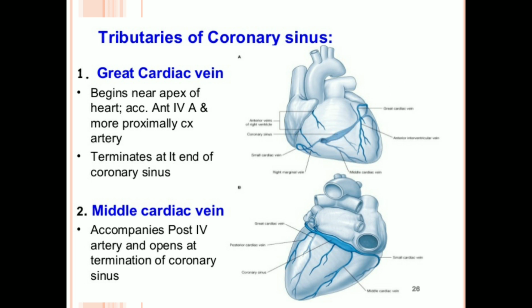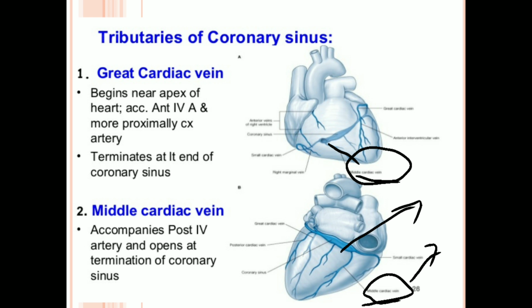Next is the middle cardiac vein. It is accompanied by the posterior interventricular artery, and opens at the termination of the coronary sinus. So two veins you have now learned: the great cardiac vein and the middle cardiac vein.